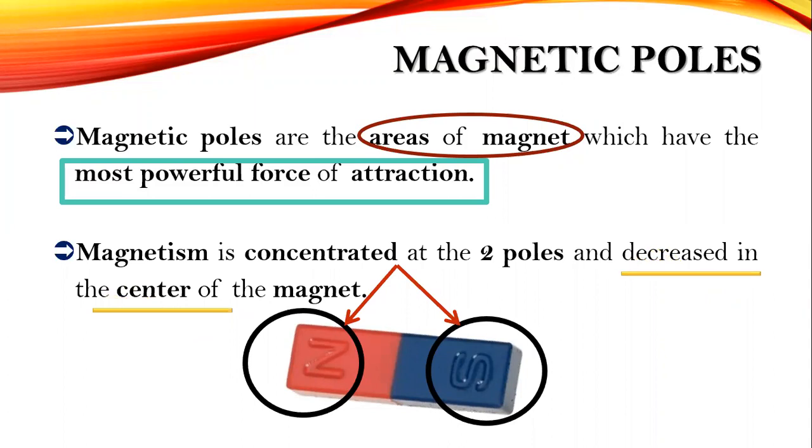One more time, magnetism is concentrated at the two poles and starts to decrease as we go to the center of the magnet.